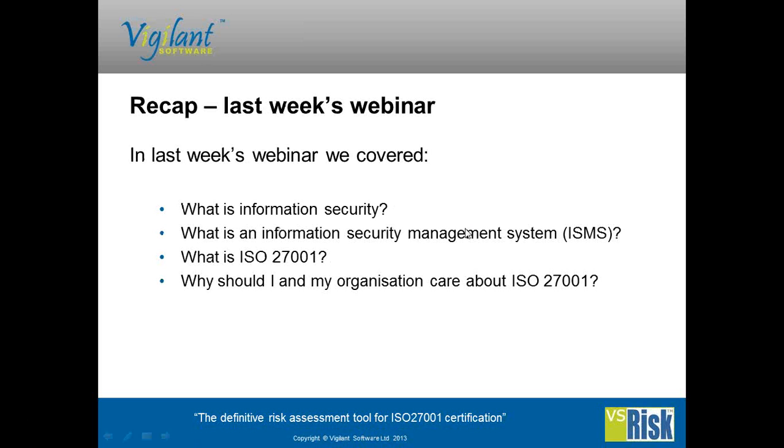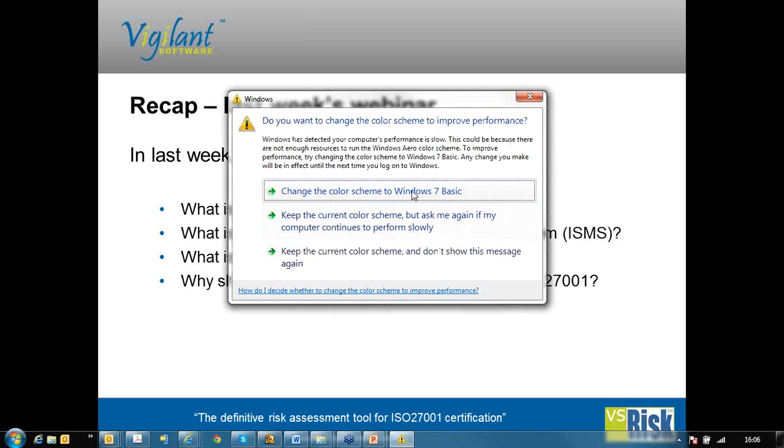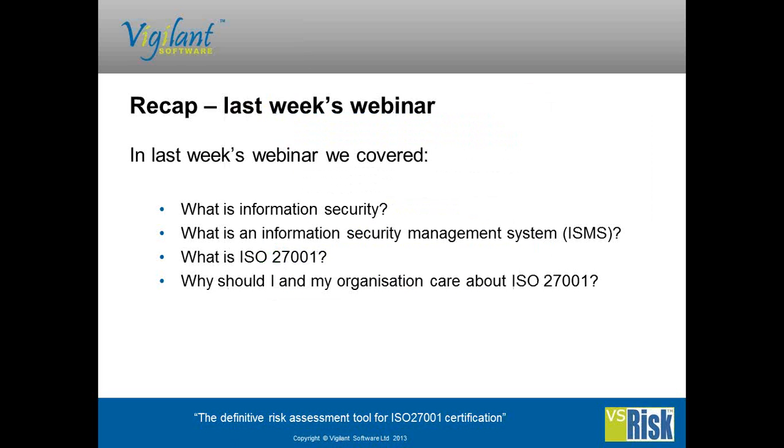So really, just to recap, last week we looked at what information security is. If you remember, I defined information security as the combination of attributes of an information asset: confidentiality, integrity, and availability. And we talked about an information security management system, or ISMS, as the framework and structure which ensures that you have a robust and systematic approach to ensuring the confidentiality, integrity, and availability, the CI&A of your information assets.